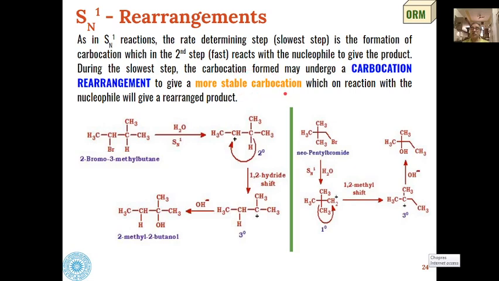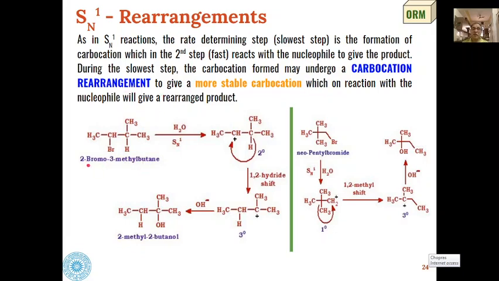That is, the normal product will be formed when the product is formed from the same carbocation which is formed during the first step, and if the product is formed other than the normal product, then that is formed by a rearrangement of the carbocation, and such rearrangement is called carbocation rearrangement.